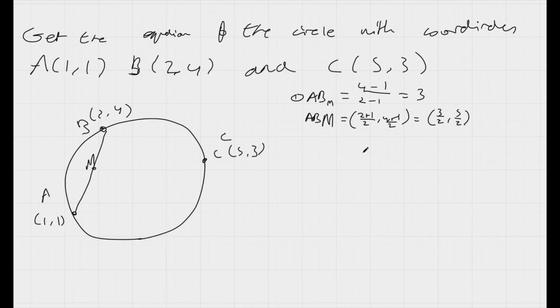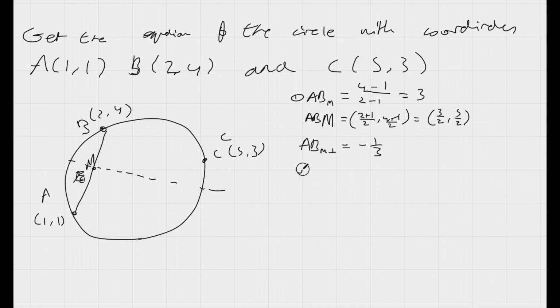Now with these, I am going to get the negative reciprocal of my gradient, which should be equal to minus 1 over 3. So let's label this line 1, and I'm gonna make an equation for this line right here.